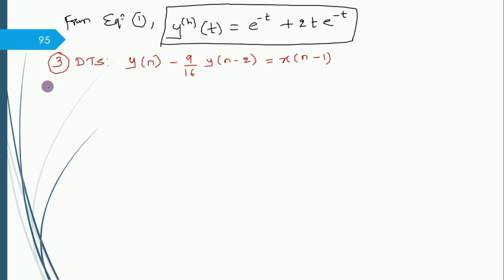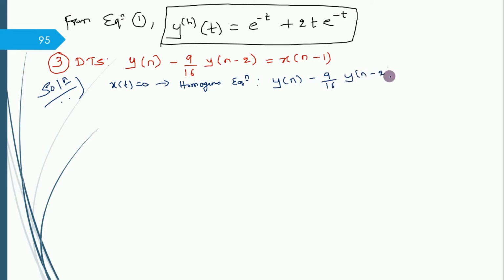Very simple it is. Very first, I should make x of n equal to 0 to get the homogeneous equation. So I get y of n minus 9 by 16 y of n minus 2. All the components with x of n should be made 0. So I make it 0. This is the homogeneous equation. Now the characteristic equation.